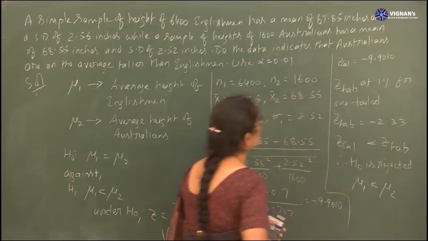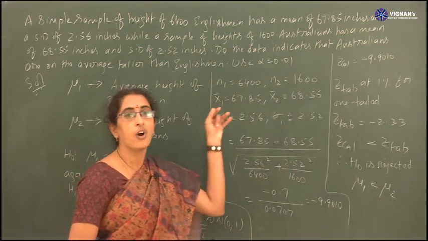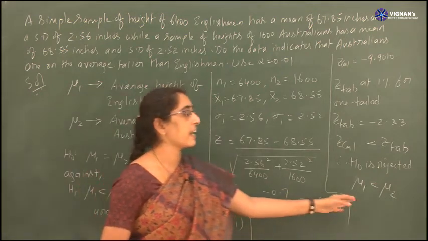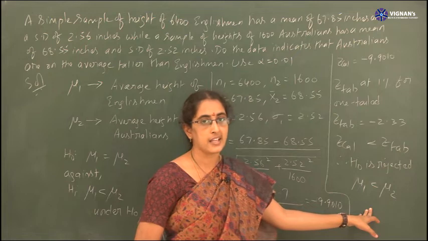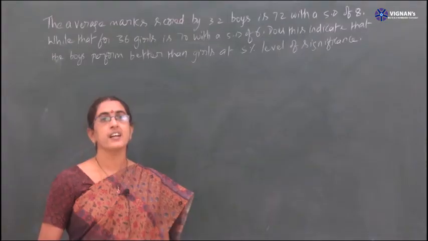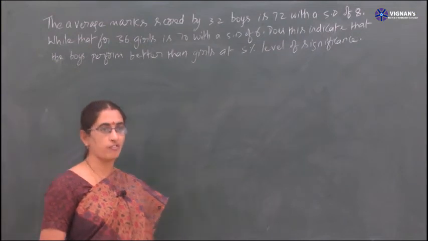So what they asked you to test: do the data indicate that Australians are on the average taller than Englishmen. So that's what we are accepting here, that is mu1 less than mu2. So I hope you understand this problem. See the last problem on difference of means.